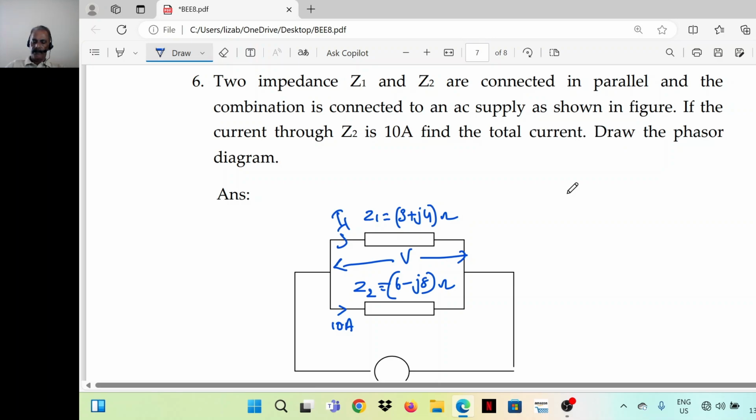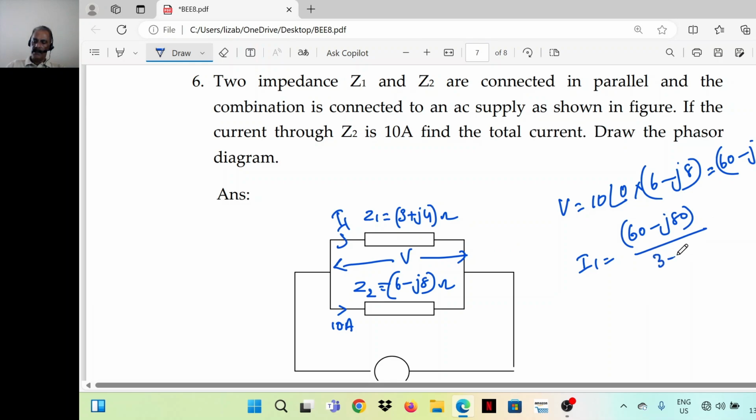So V is equal to 10 angle 0 into (6 minus j8). Then I1, we have to multiply this, write it as 60 minus j80. So I1 is (60 minus j80) divided by (3 plus j4). I is equal to I1 plus I2. I is equal to 10 angle 0, which is I2, plus I1. I1 we have to solve.